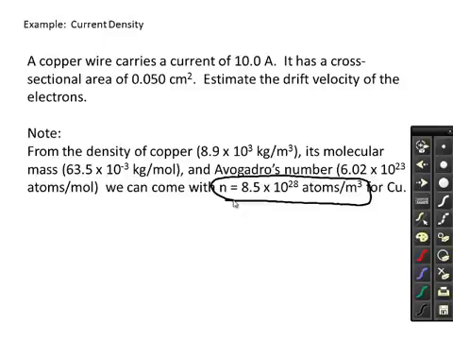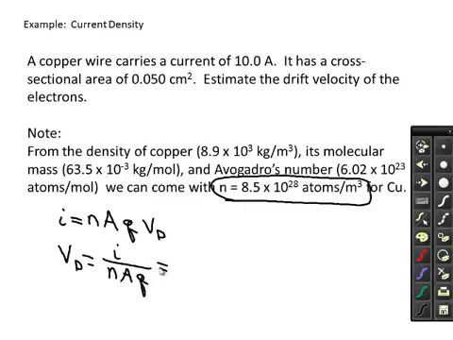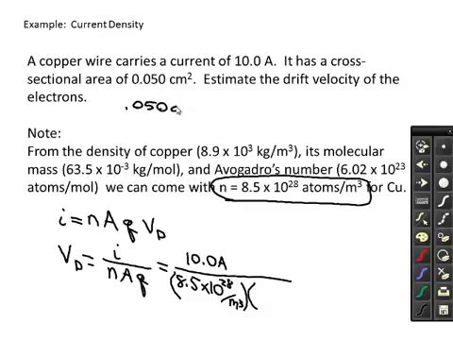So we could back up one equation here and say that I is NAQ V sub D, and therefore V sub D is equal to I divided by NAQ. If we're really conservative about this and say every atom donates one electron to the mix, we can say 10 amps, that's a lot of current. Down below, 8.5 times 10 to the 28. A cross-sectional area of, ooh, darn, I think we're going to need to change that over to meters squared. Any ideas? 0.050 centimeters squared.